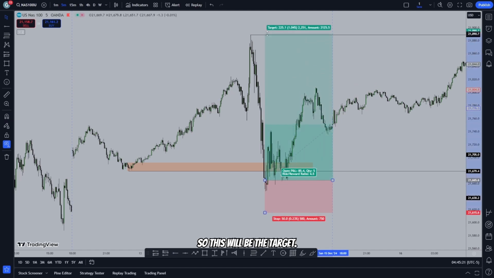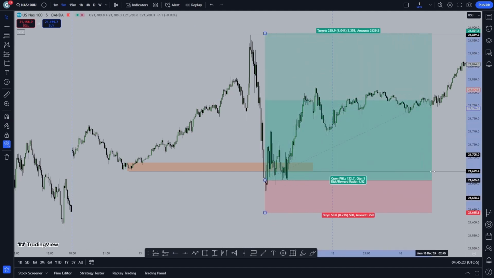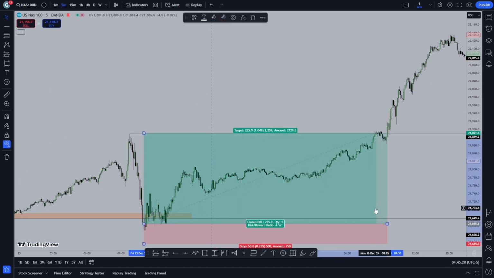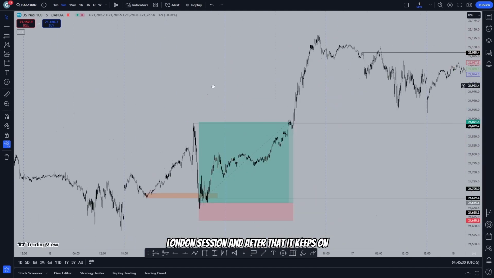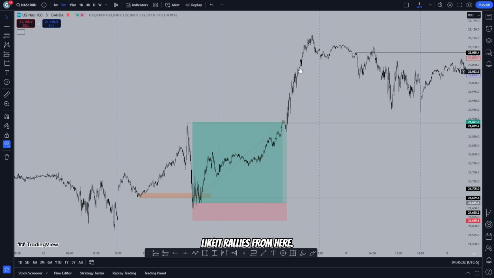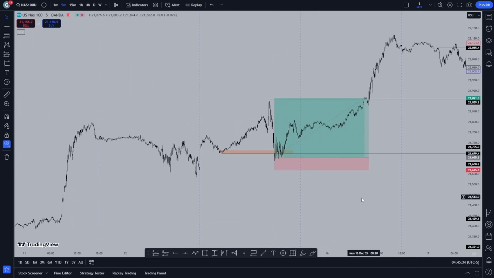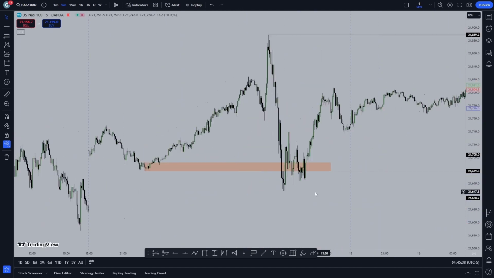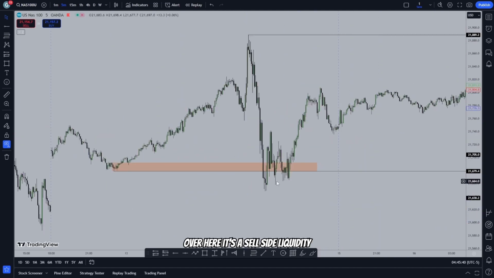So this will be the target, and it hits on the next day in the London session, and after that it rallies from here. But my point is that over here it's a sell side liquidity, right? This was the sell side liquidity, because there were many types of traders, but most prominently there were 2 or 3 types of traders.